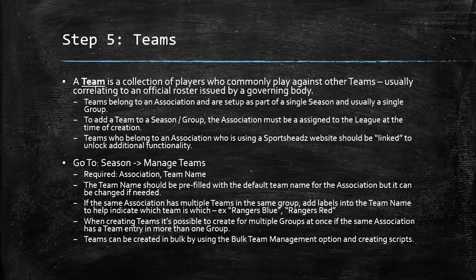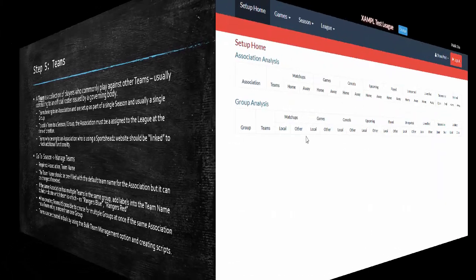The next step in the process is to create all of the teams that will be participating in your season. Teams form the basis for your games, where one team will be defined as the home and the other will be defined as the away. Teams will always belong to an association, and if your season has groups, it will be part of that group as well. Let's view the team creation and management process in our demo season.